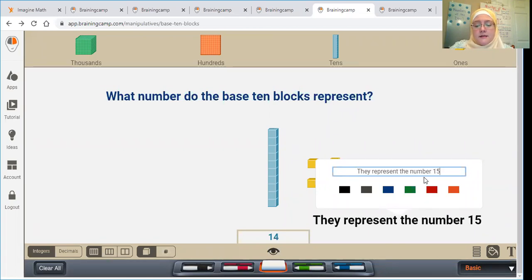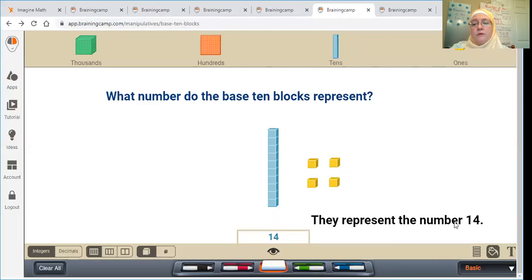Let's put our information in our line. It says they represent the number 14. So 10 and 4, let's go ahead and write that in there. 10 plus 4 more equals 14. Very good. And I'm glad that your handwriting is better than mine.